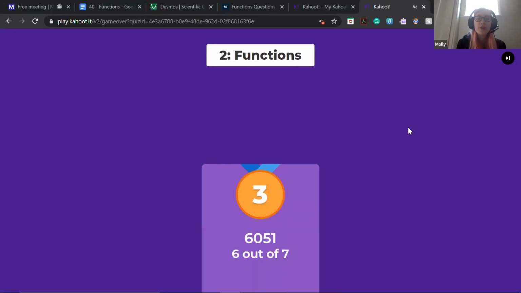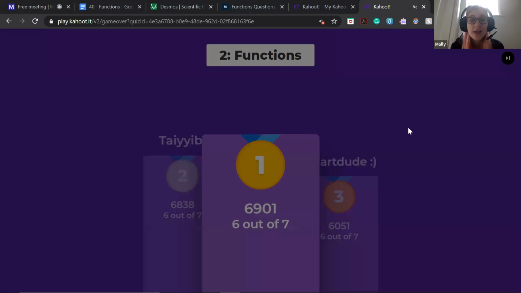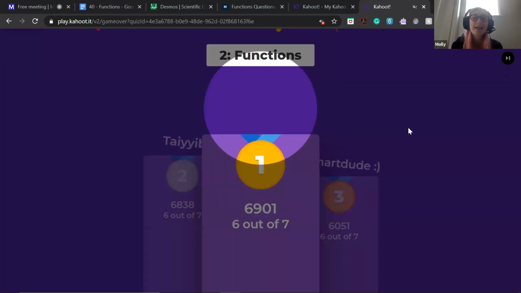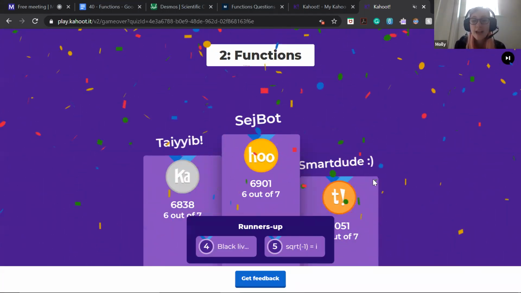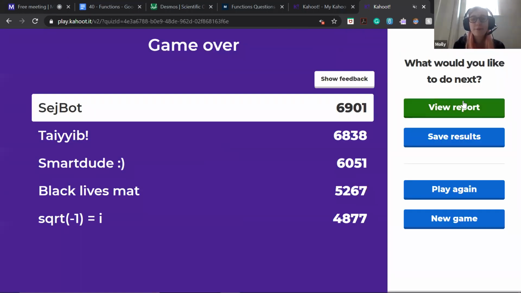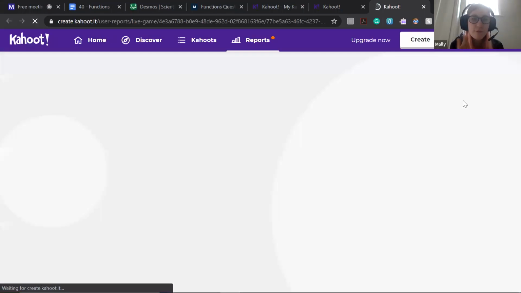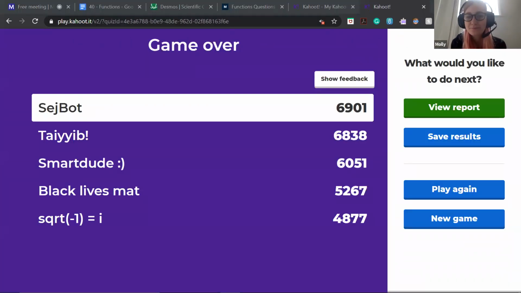Okay, so let's see. Third place with 6 out of 7, smart dude. Very well done. Second place, also with 6 out of 7, Taib. Well done. And first place, also with 6 out of 7, fantastic, is Sedgebot. Really well done to you three and everybody, because everybody seemed to do really well there. We got 42% earlier. Have we overall improved? Yes, just 44%. Fantastic. Normally it doesn't go up too much because they're different questions. They can be quite a bit harder.